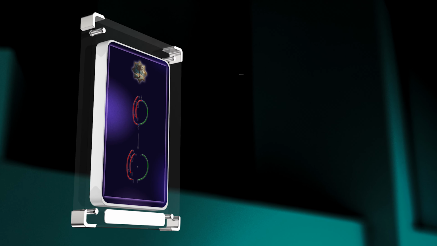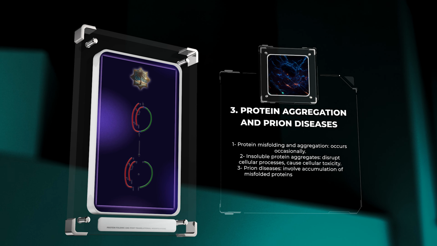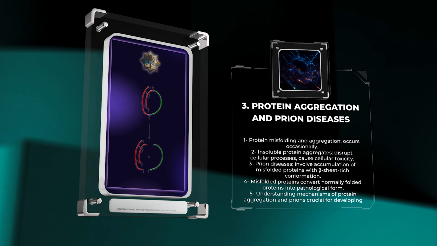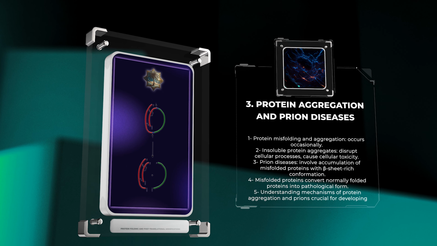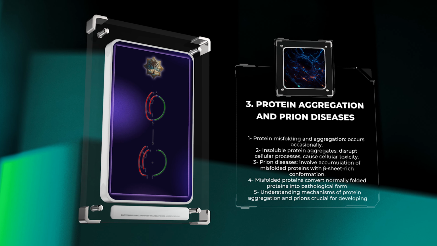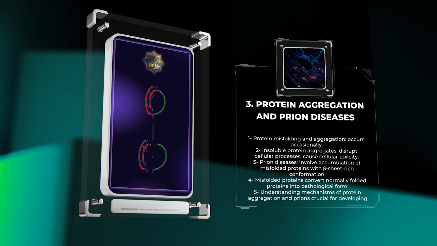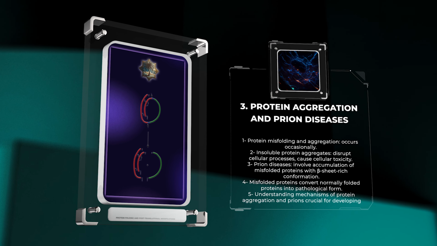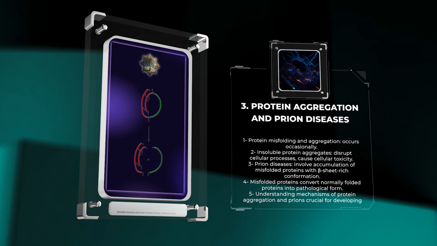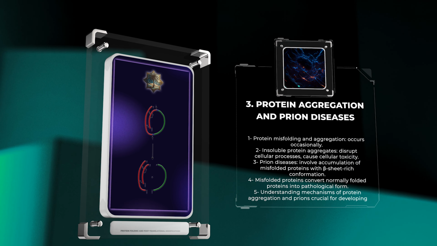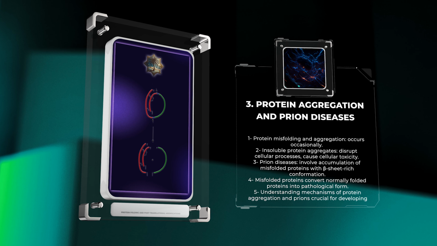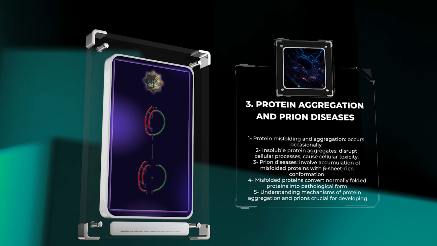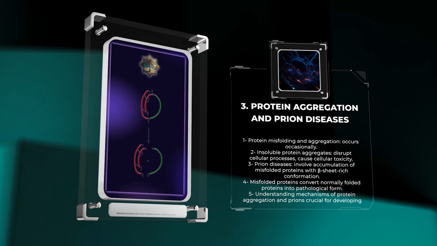Despite the intracellular machinery's vigilance, protein misfolding and aggregation occasionally occur, leading to the formation of insoluble protein aggregates. These aggregates can disrupt cellular processes, cause cellular toxicity, and give rise to various disorders, including neurodegenerative diseases. Prion diseases, such as Creutzfeldt-Jakob disease and Alzheimer's disease, involve the accumulation of misfolded proteins with a beta sheet-rich conformation. These misfolded proteins can convert normally folded proteins into the pathological form, propagating the disease within the brain.